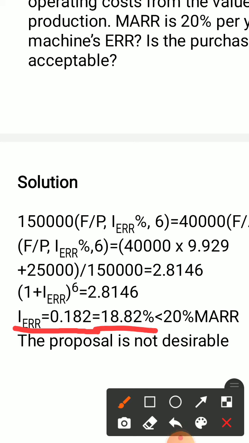IERR is equal to 18.82%, which is less than the MARR value, so this proposal is not desirable. If IERR is greater than the MARR value, then we can say that it is desirable. But here the IERR value comes as less than 20%, so it is not desirable.